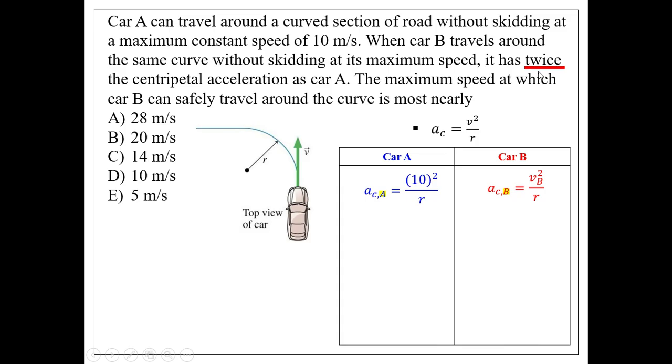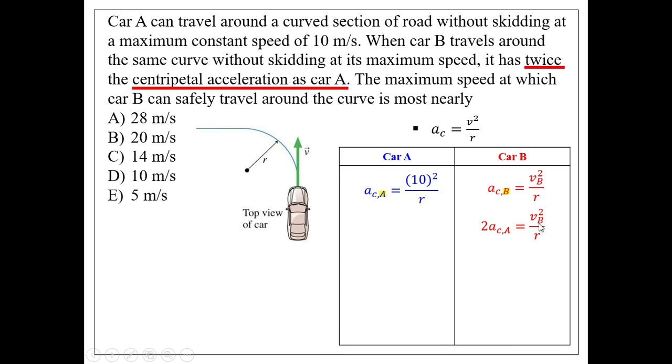It says here, this condition is important. It says twice the centripetal acceleration of car A, right? So AC is twice that of car A. So I'm just going to go ahead and replace ACB for 2ACA, right? Twice just means whatever the acceleration of car A is, just times it by 2. On the right side, I haven't done anything yet. So all I did was I replaced the acceleration of car B with twice the acceleration of car A.